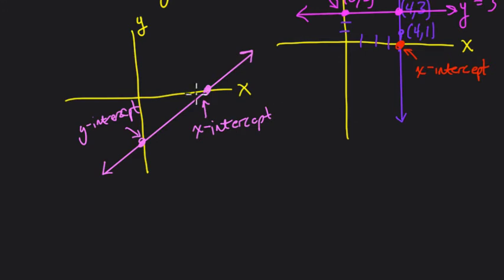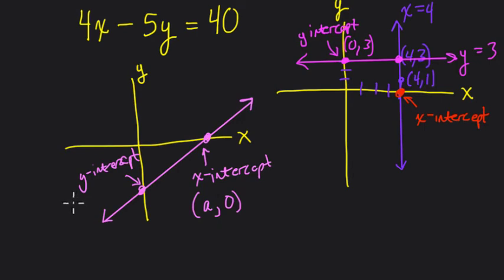So remember, the x-intercept always has some number, let's call it a, for an x value, and then 0 for the height. So we know y is going to equal 0 on the x-intercept. And the reverse is true. We call y-intercepts of the form 0 comma b, which just means that any point as a y-intercept starts with a 0 and then has some number after it called b.